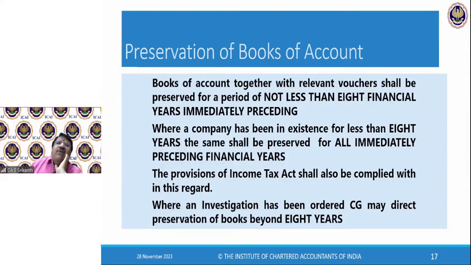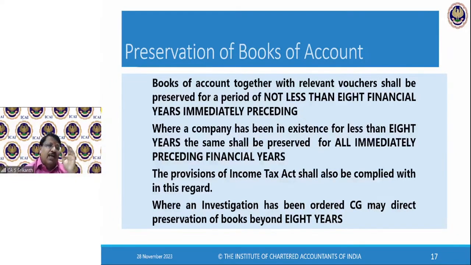Where a company has been in existence for less than 8 years, you should preserve all the immediately preceding financial years. If it is 7 years, then all of it. Once you complete the 8th year and get into the 9th year, the first year can go. Then in the 10th year, the second year will go, and so on. So you need not preserve beyond that. But this 8 years is legal, statutory. It is not less than 8 financial years immediately preceding.